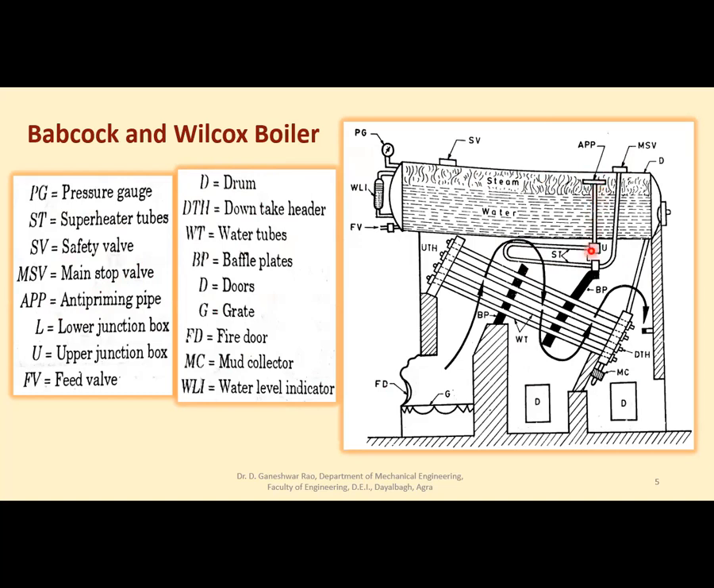through which steam goes to the superheater, upper junction box, lower junction box, feed valve here. This is the drum, downtake header, uptake header, water tubes, baffle plates, doors for man to enter, grate, fire door. This is mud collector and water level indicator.